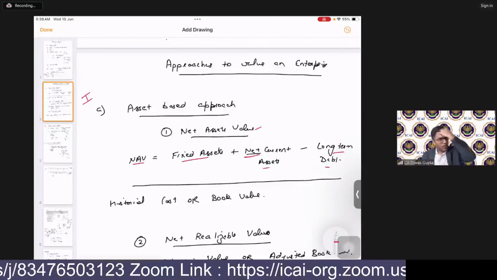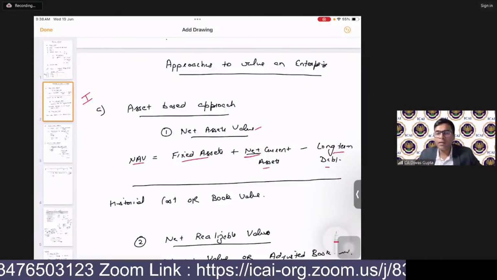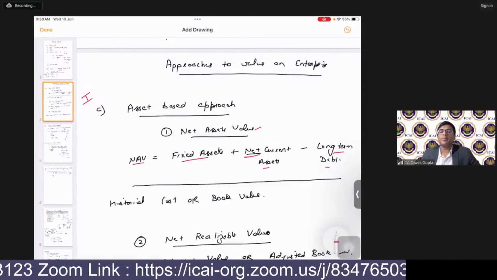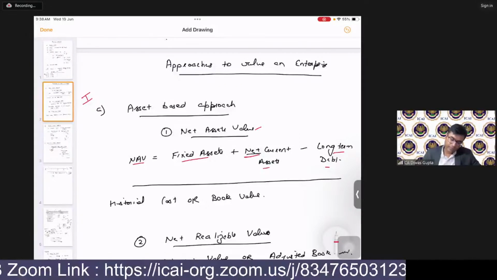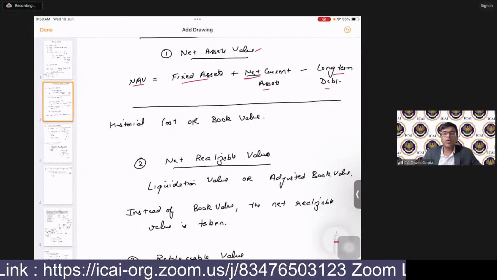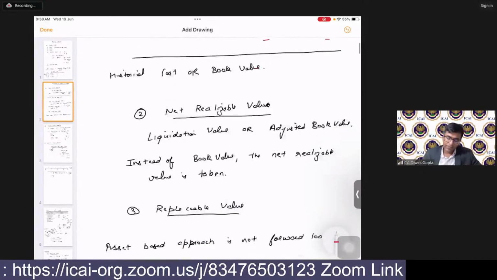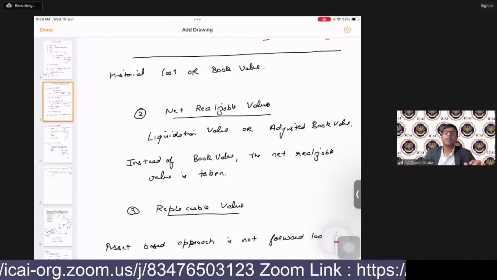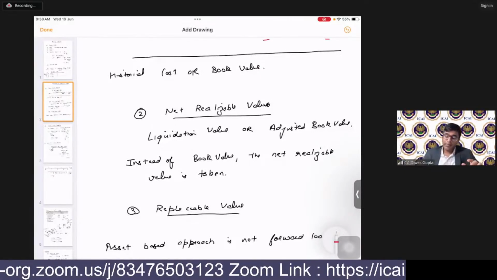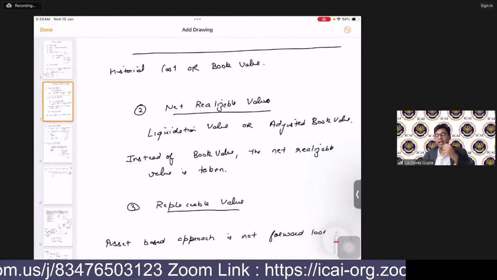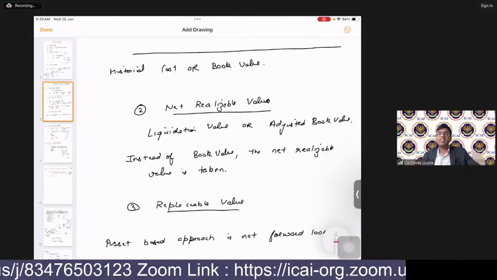NAV is what? You take your fixed assets from the balance sheet, you take your net current assets, and you reduce your long-term debt. So this is called historical cost or book value, right? Now, net realizable value is actually what? Again, based on the assets, we see what is the liquidation value or what is the adjusted book value.